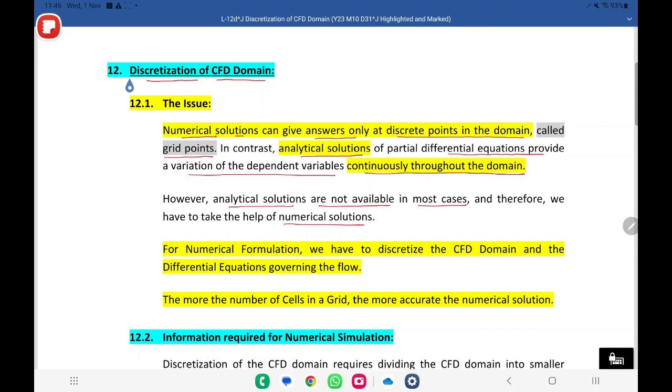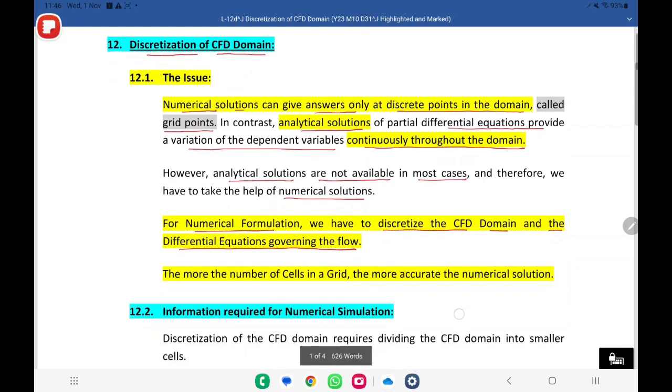We are forced, because our analytical solutions are not available for such a set of complex equations. Now, when we go for numerical formulation, we have to discretize the CFD domain and also the differential equations governing the flow. So for numerical solution, we have to do both. First we will talk about discretizing the domain. Second, we will talk about discretizing the equations.